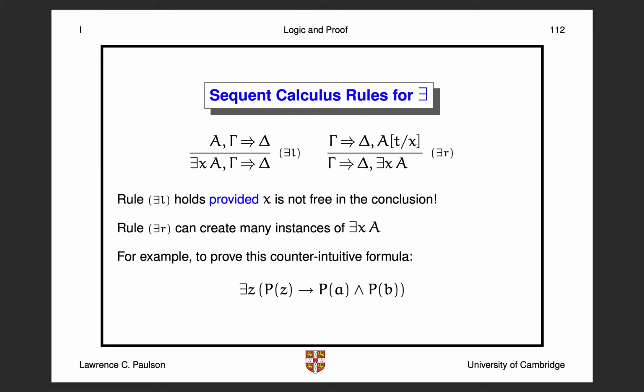And here are the existential rules. I suppose it's easiest to look at exists on the right. This says, if you're trying to show that there exists some x such that a is true, just exhibit it, right? If a holds for some term t, then obviously we have exists x a. This turns out to be the exact dual of for all on the left.